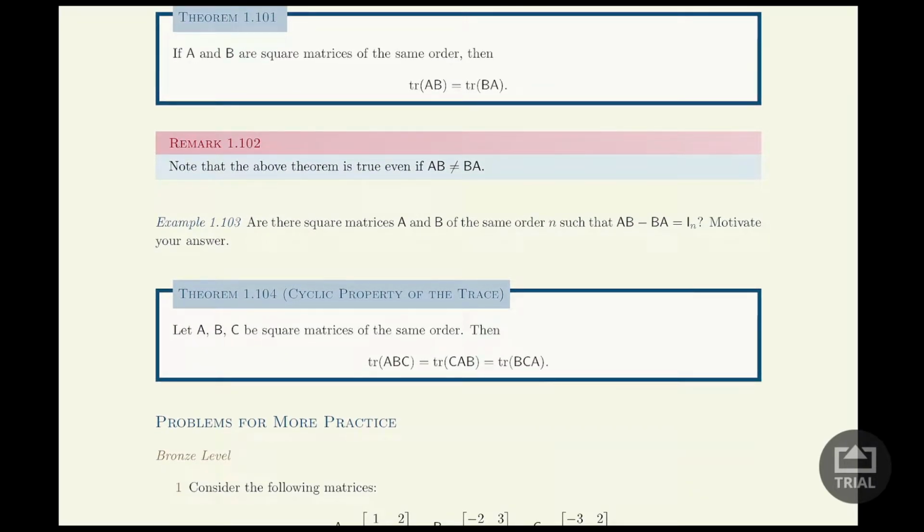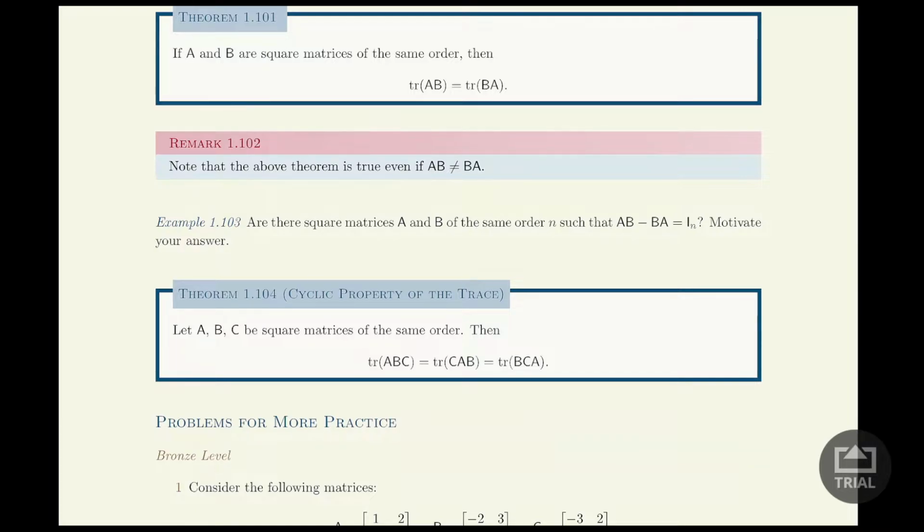So I want to talk about this example now here, example 103. So here you have square matrices, of course, A and B of order n. Do you think you can find matrices A and B of the same order n so that if you write AB minus BA, it becomes the identity matrix of order n? Okay, so this is probably the first example where you really need to understand the notion of a trace.